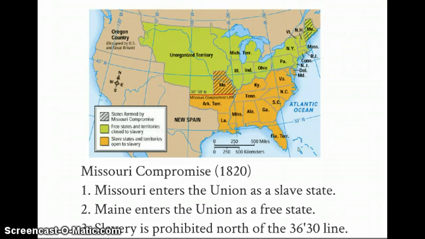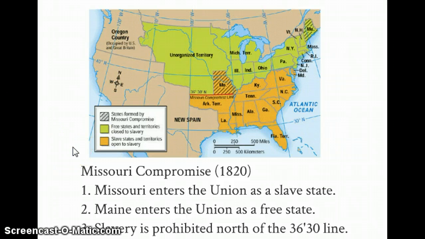Congress passed the Missouri Compromise in 1820, and it is also known as the Compromise of 1820. And in this compromise, three things happened. First, Missouri enters the Union as a slave state. Second, Maine enters the Union as a free state. And lastly, Congress drew a line, the red line that you see here, at the 36°30' north latitude line, and decided to prohibit slavery in the territories north of that line, and to allow slavery in the territories south of that line.